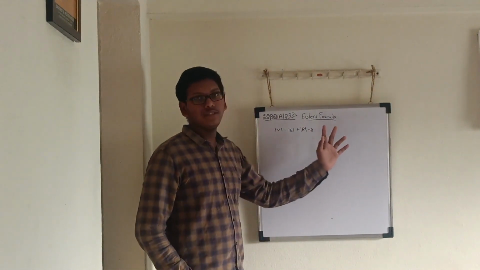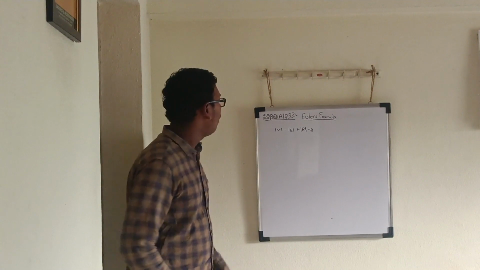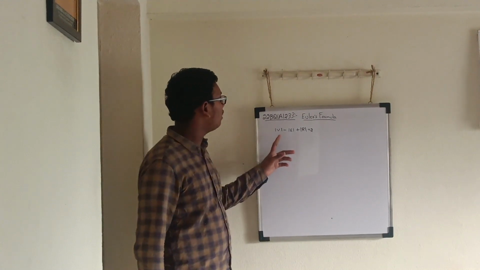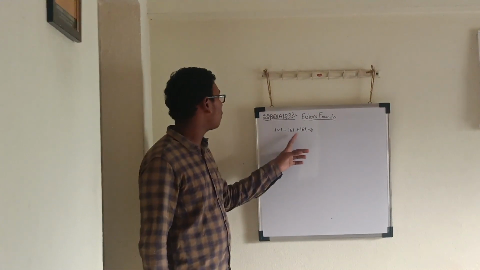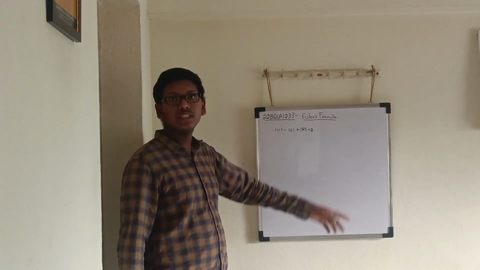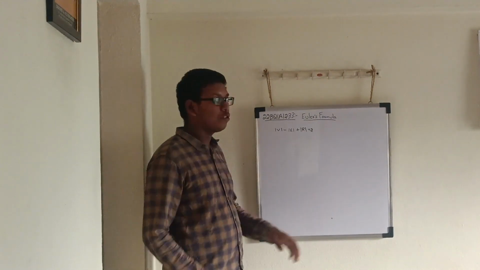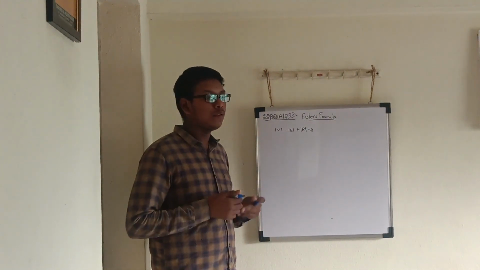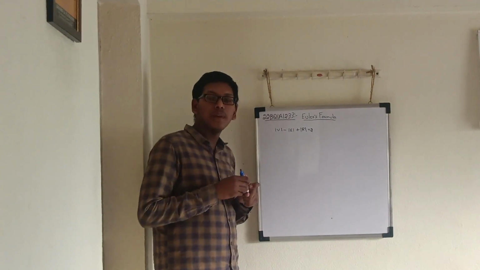So my topic is problems on Euler's formula. We all know that Euler's formula is the number of vertices minus the number of edges plus the number of regions in a given graph equals 2. This is used to prove whether the given graph is planar or not.